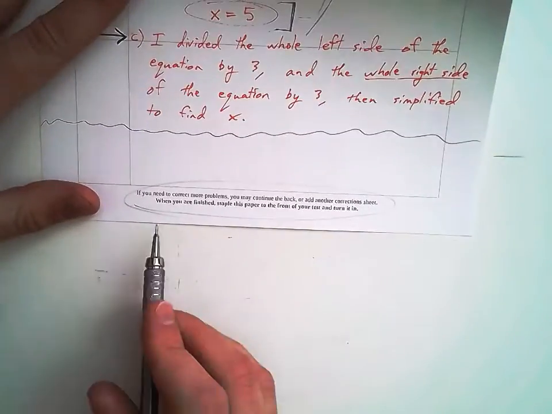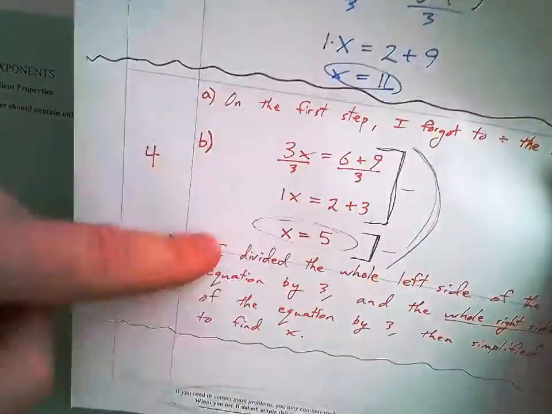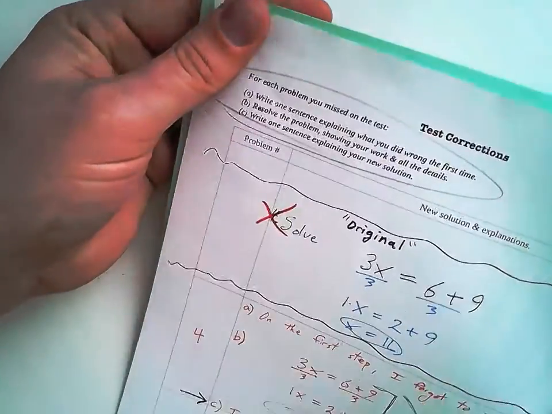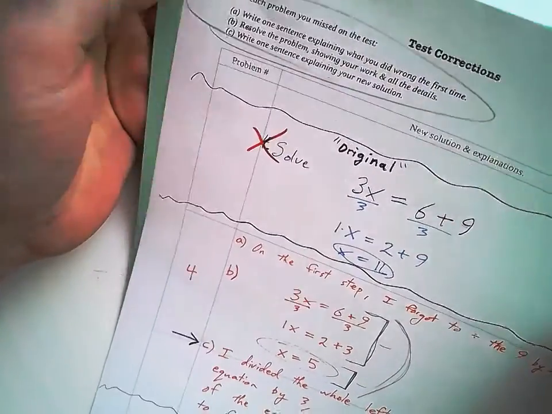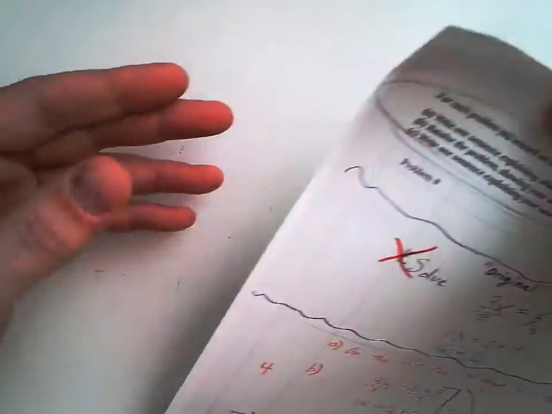Don't forget this last part. When you're finished, staple this paper with your corrections for all the ones you missed on front of your regular test paper. Don't just turn it in by itself. Staple them together, turn it in.